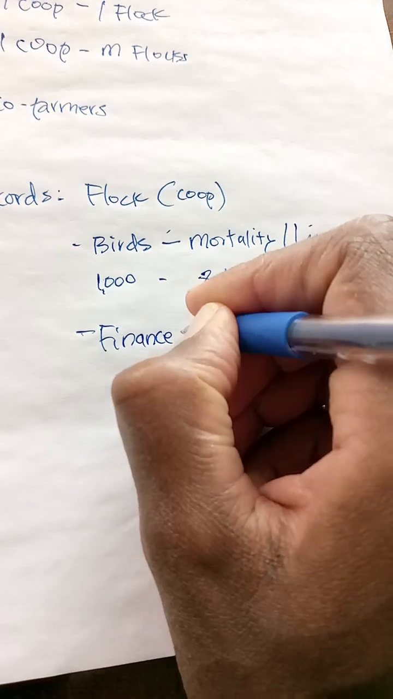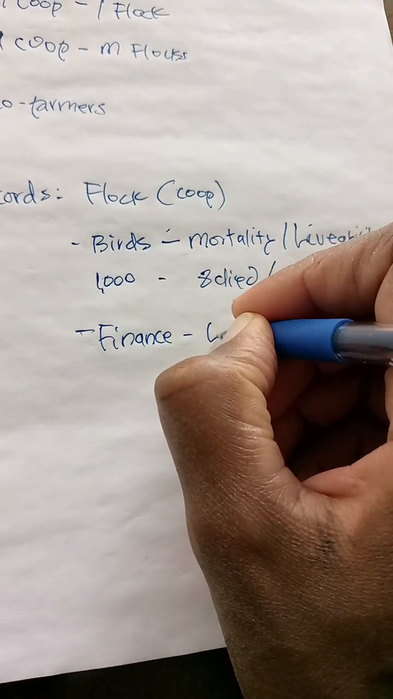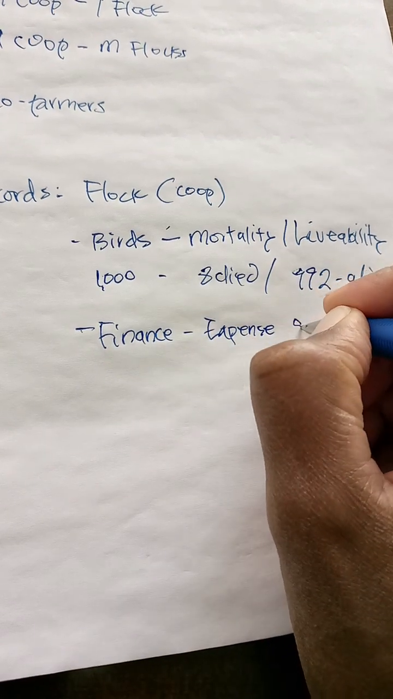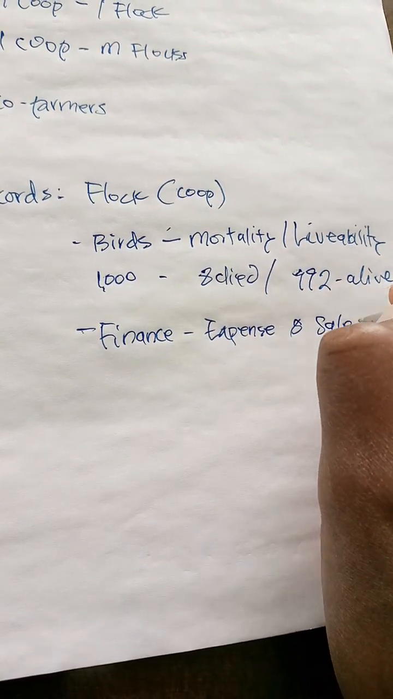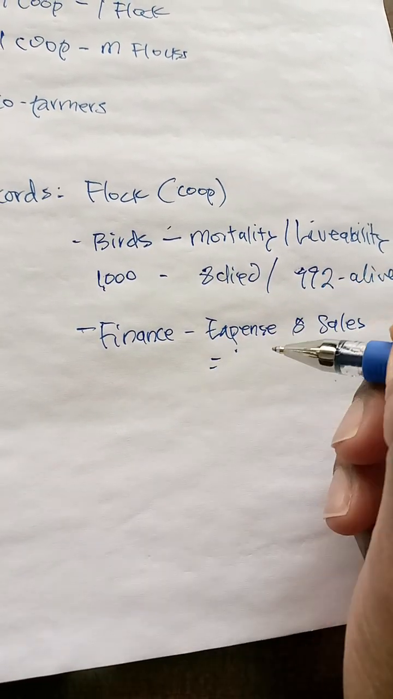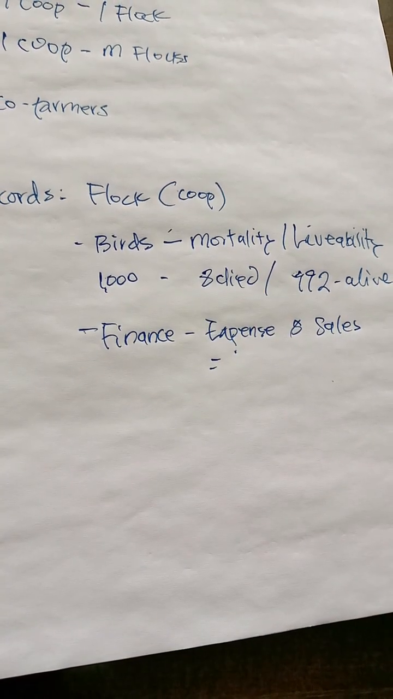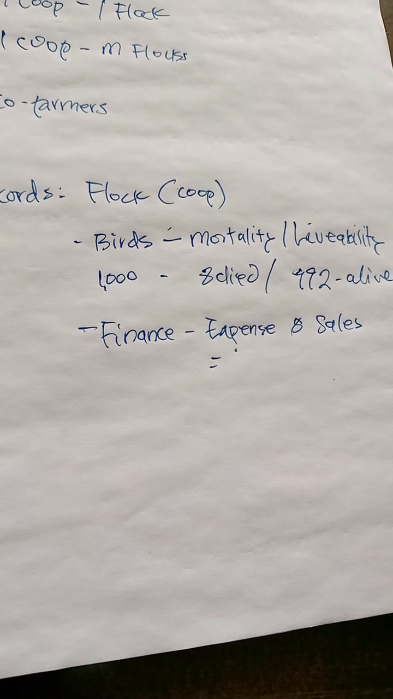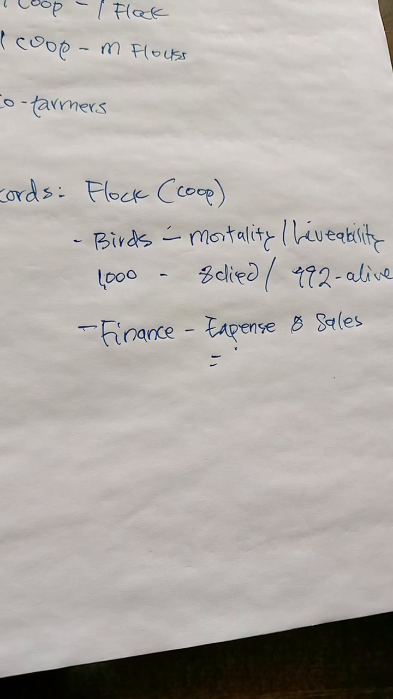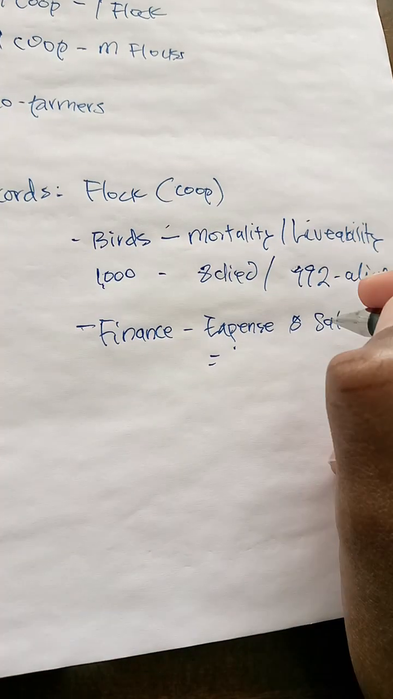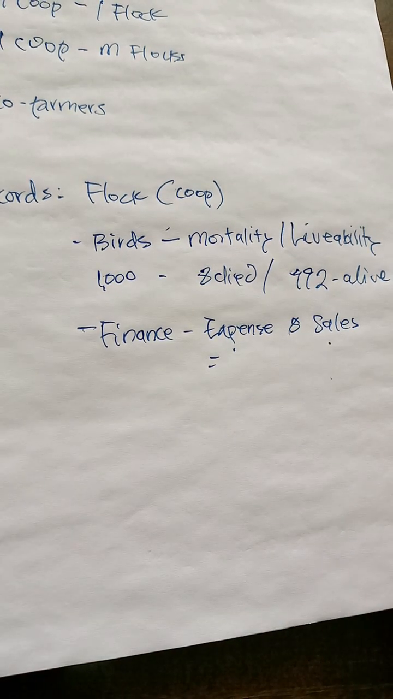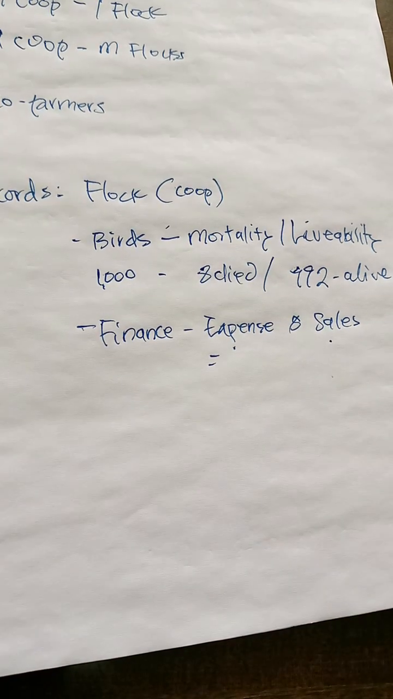And then we have finances, and for finances we are basically just tracking expenses and sales. So expenses here could be treatment, it could be feed, it could be health related, it could be utilities. Maybe we are paying electricity for the heating and air conditioning and so on. And for the sales, we could be selling eggs, we could be selling manure, we could be selling other things.